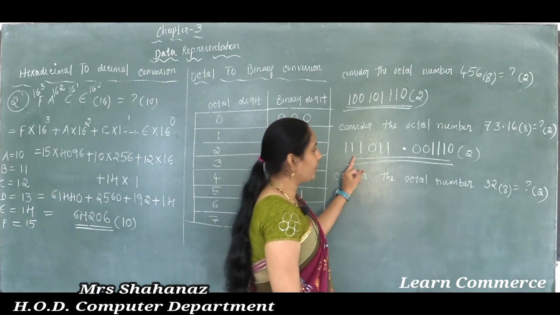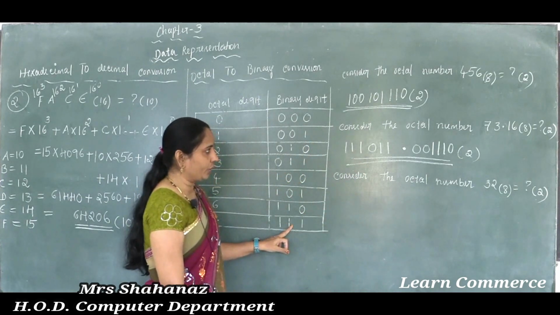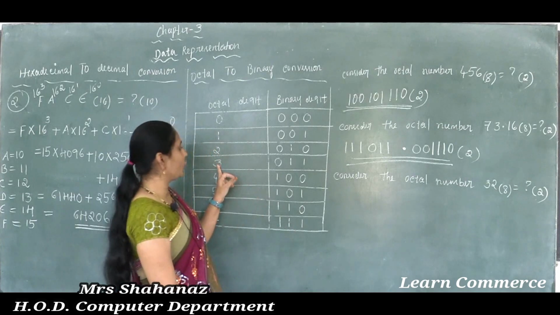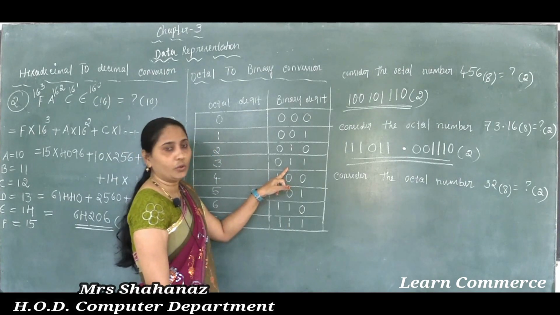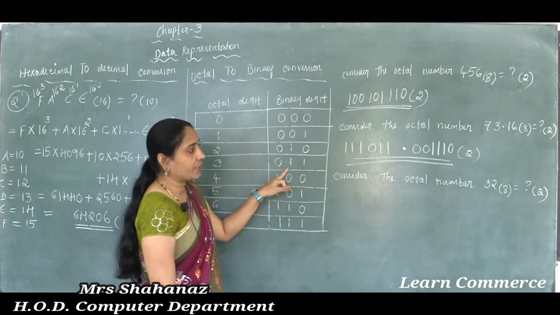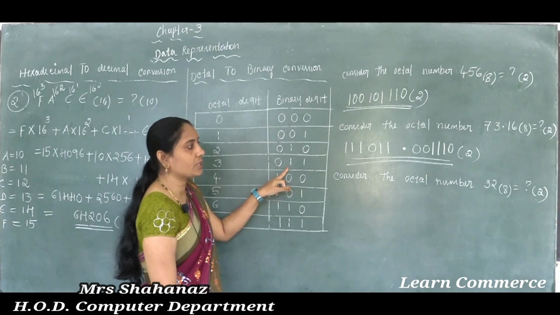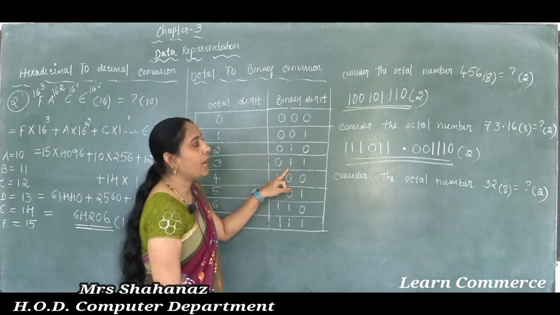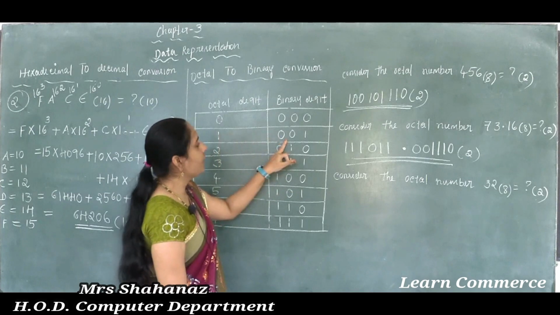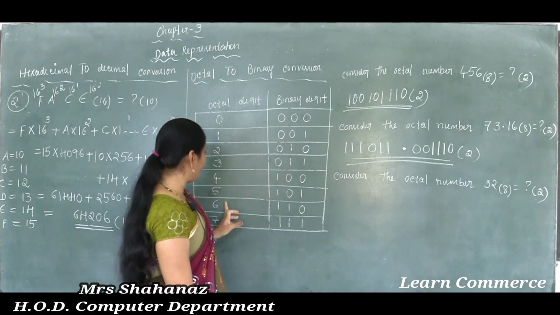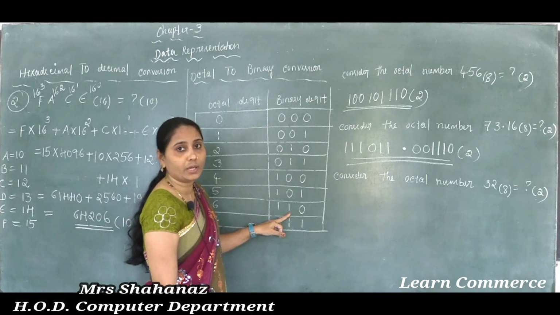So for 7, this is the value I have taken, for 3, this value 011, and the fractional point as it is, I used here also, and later the 1 value is 001 and the 6 value is 110. Clear this point here?